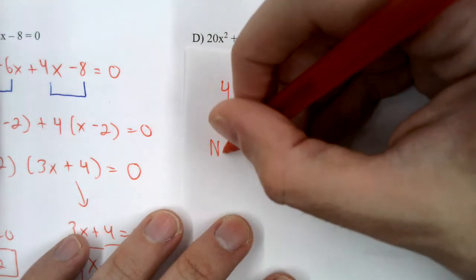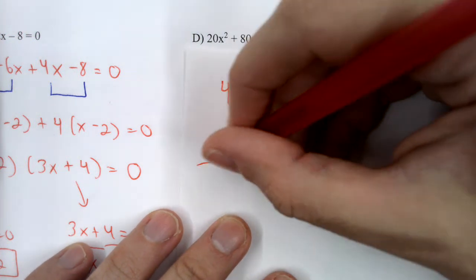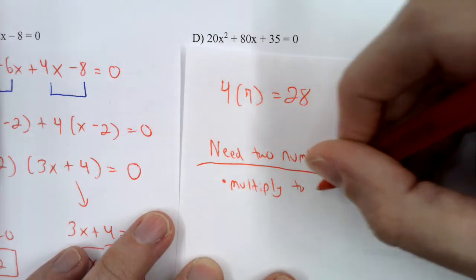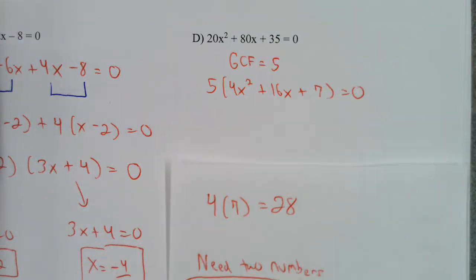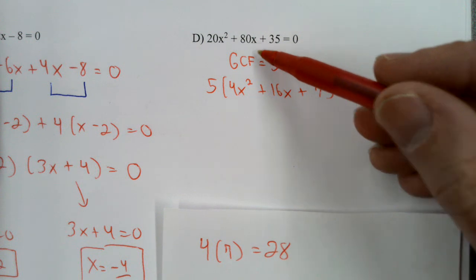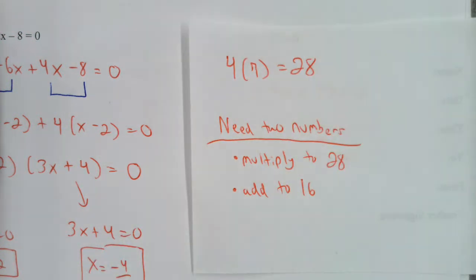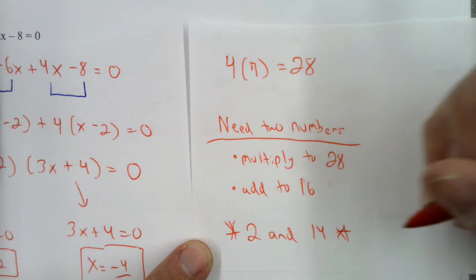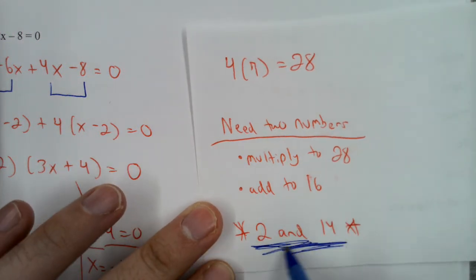Now you need two numbers. They must multiply to that 28 we just got. And they have to add to the middle term, remember. Not the original middle term. They have to add to that. They have to add to 16. Okay, so the pair you want is going to be 2 and 14. Okay, that's the pair you want, 2 and 14.